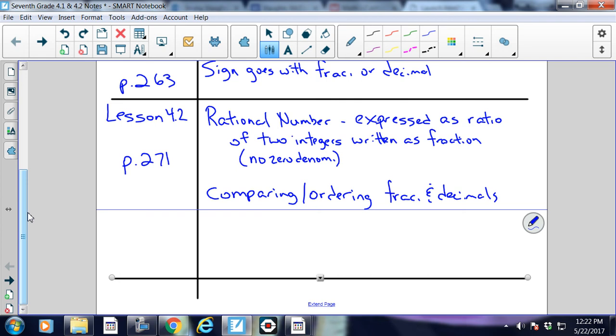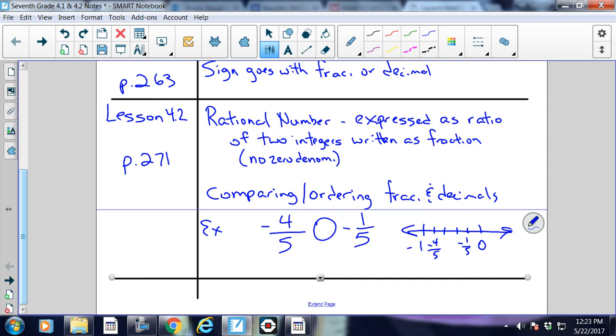So I think the best way to do this is just jump into some examples. Let's say you were asked, negative 4/5, is that greater than or less than negative 1/5? So you got to ask yourself which one is further to the left on the number line. If you're looking at a number line, and you've got 0 here and a negative 1 here, negative 1/5 is right here, right? And then 2/5, 3/5, and there's 4/5 right there. So negative 4/5 is further left than negative 1/5, so it is less than.